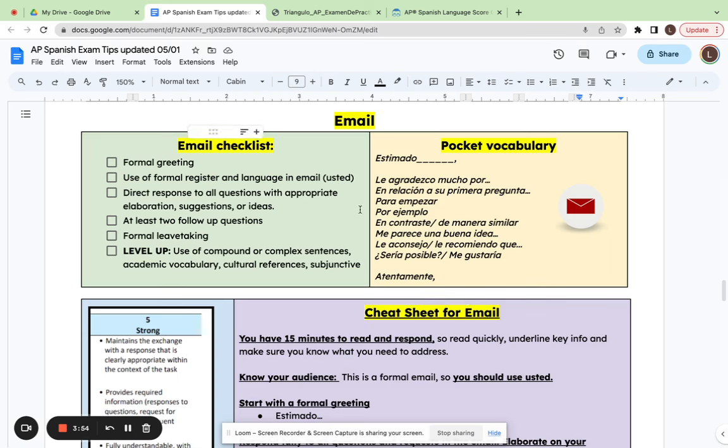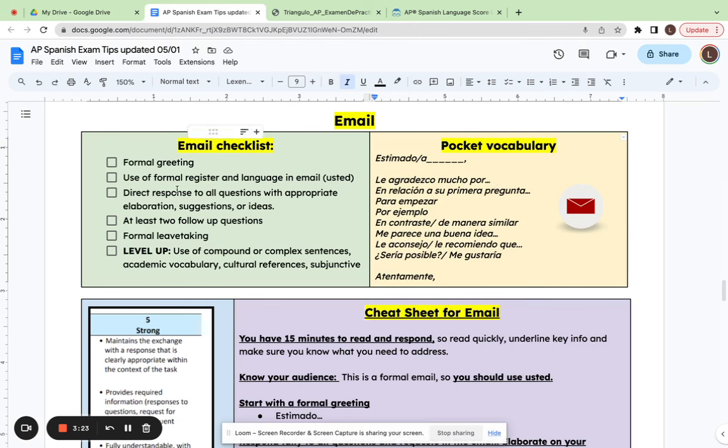To start off the email, you're going to start off with some pocket vocabulary. So some kind of formal greeting. In this case, I use estimado. For a feminine person, it would be estimada and then their name. Remembering that we're going to maintain formal register throughout this entire email, which means we're not going to use tú, we're going to use usted to show that formality. So instead of te agradezco, I'm going to say le agradezco por su correo, o le doy muchas gracias por su correo.